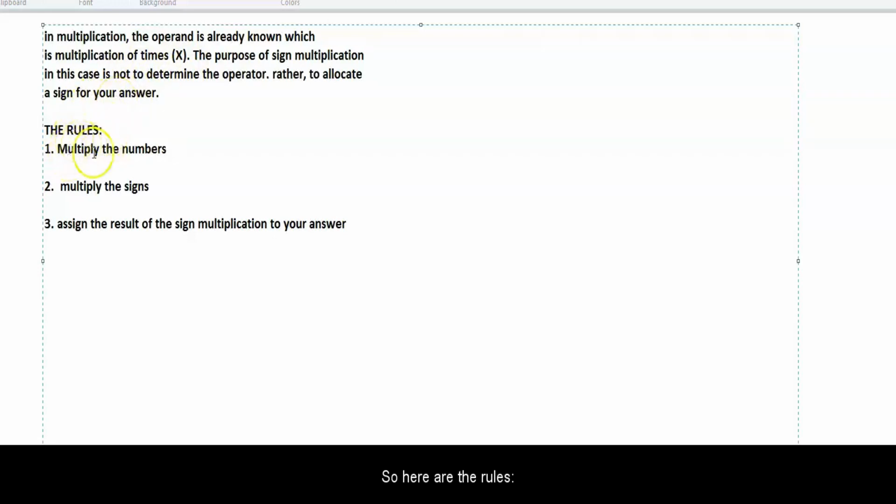So here are the rules. First, multiply the numbers. Just go ahead and multiply the numbers because the operator is known. Then secondly, multiply the signs of the operands, which are the two numbers, and then the result of the sign multiplication should be assigned to your answer in the third step. Let's look at an example here.